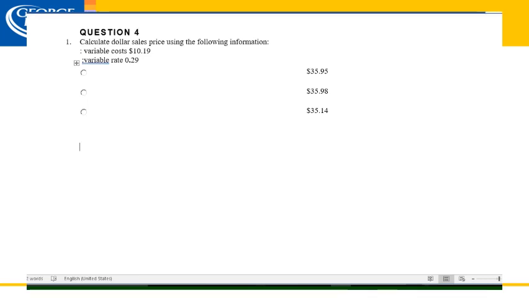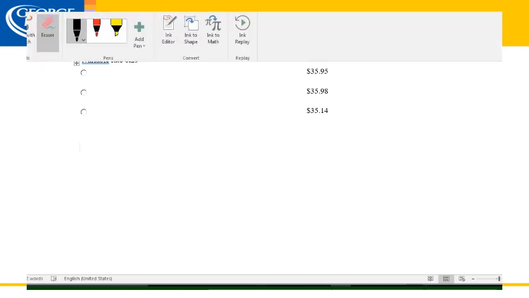Hello everybody, and in this recording we're going to be practicing using some CVP equations that we have. Again, a lot of these equations or variations of equations stem from either the basic CVP equation, variable rate equation, contribution margin, or contribution margin rate equations, and they're just variations of those.